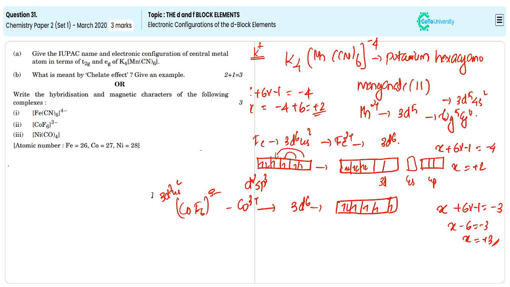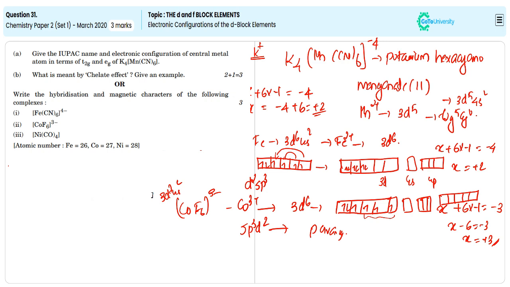Now we check the strength of the ligand: fluorine is a weak field ligand, so there is no pairing of electrons. So we have to use 1 4s orbital, 3 4p orbitals and 2 4d orbitals for bonding. So the hybridization will be sp3d2, and here you can see 4 unpaired electrons. So they are paramagnetic in nature.